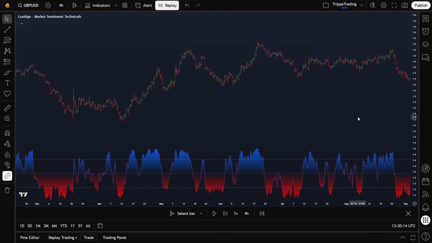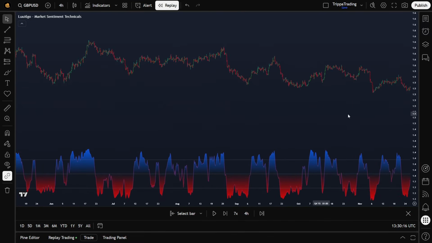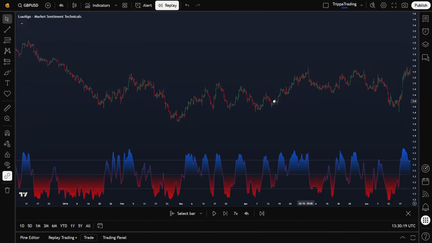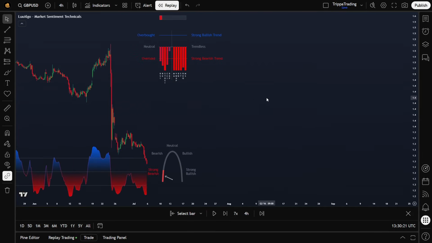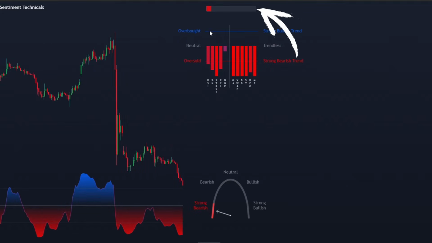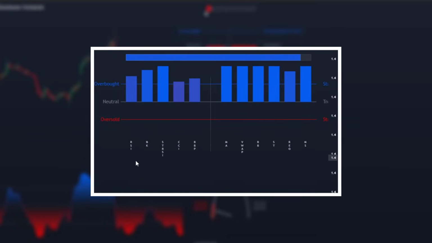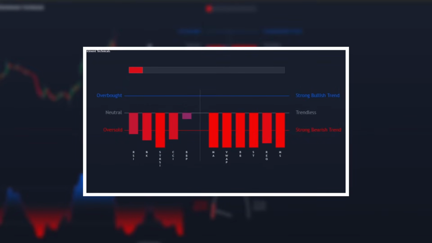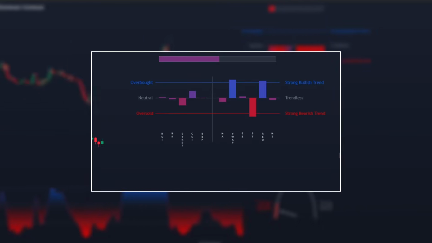All of this individual data is then combined into a single metric called the overall market sentiment. You can see it displayed in multiple forms. The first is a horizontal bar that changes color based on sentiment. Blue or green shades show a bullish market environment. Red shades show bearish, and neutral tones indicate consolidation.